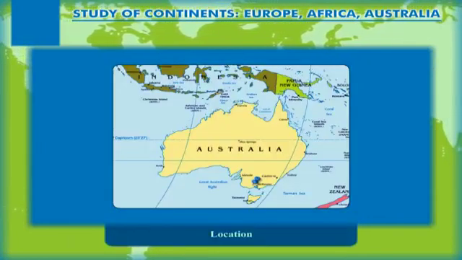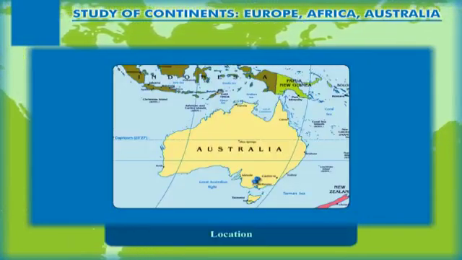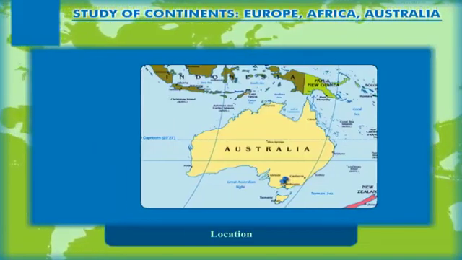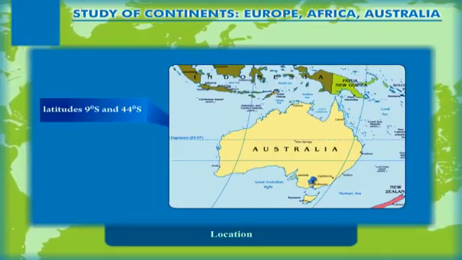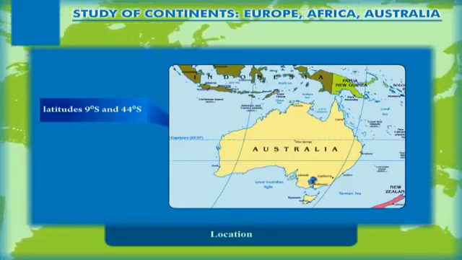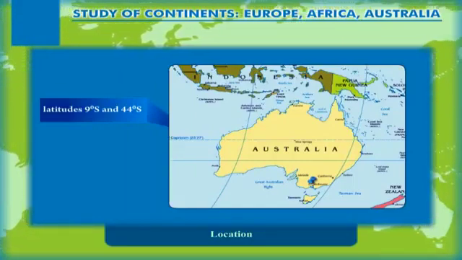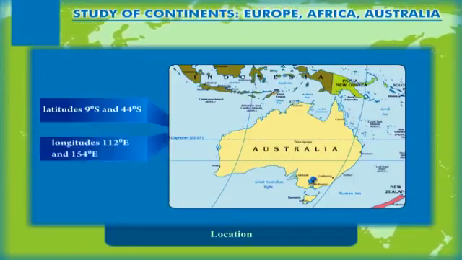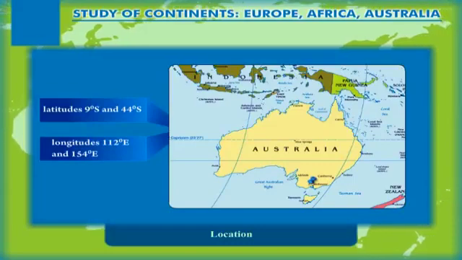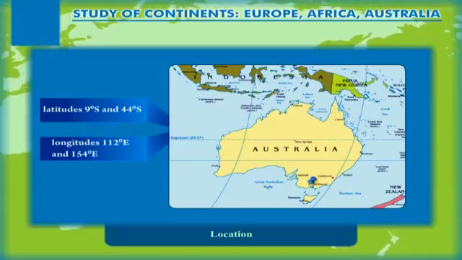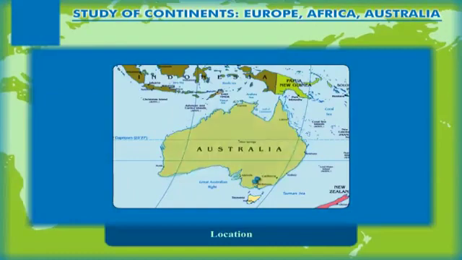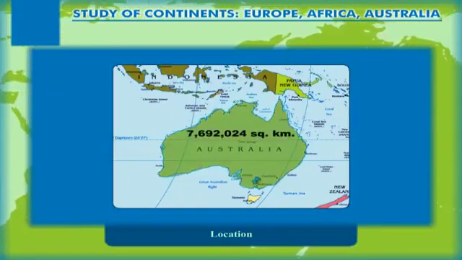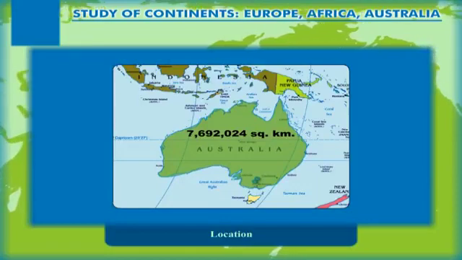Location. The smallest continent, Australia, lies completely in the southern and eastern hemispheres. Lying between the latitudes 9 degrees south and 44 degrees south and longitudes 112 degrees east and 154 degrees east, Australia is the 6th largest country in the world. It has an area of about 7,69,02,024 square kilometers.